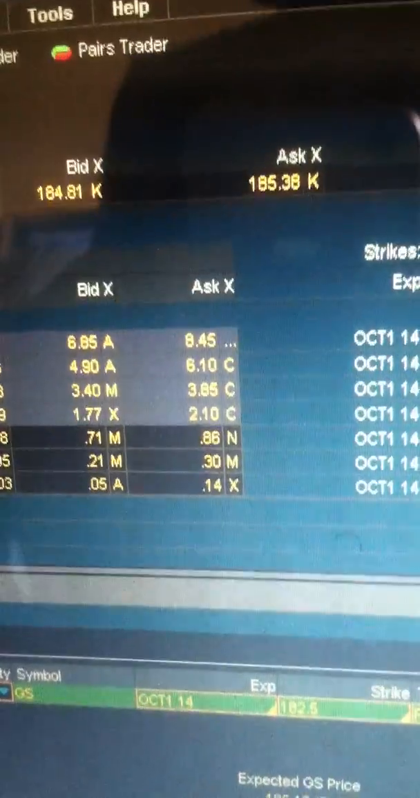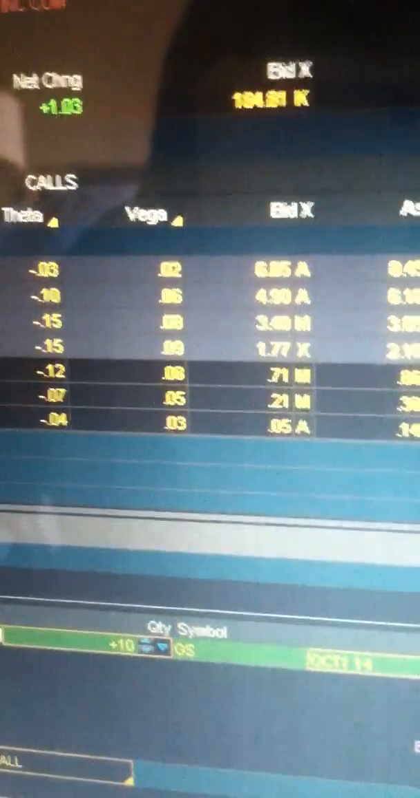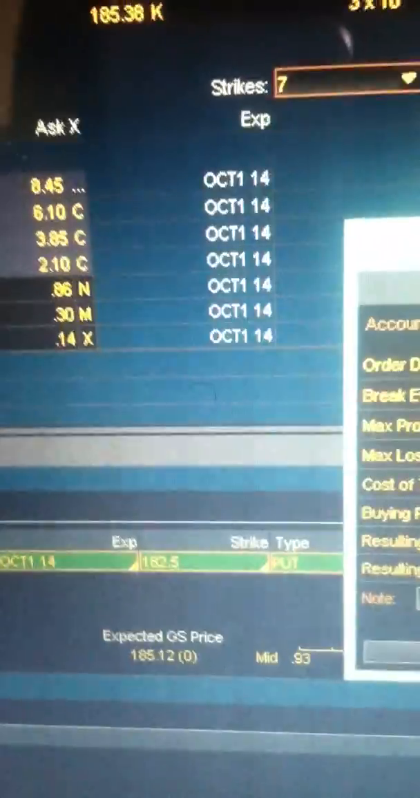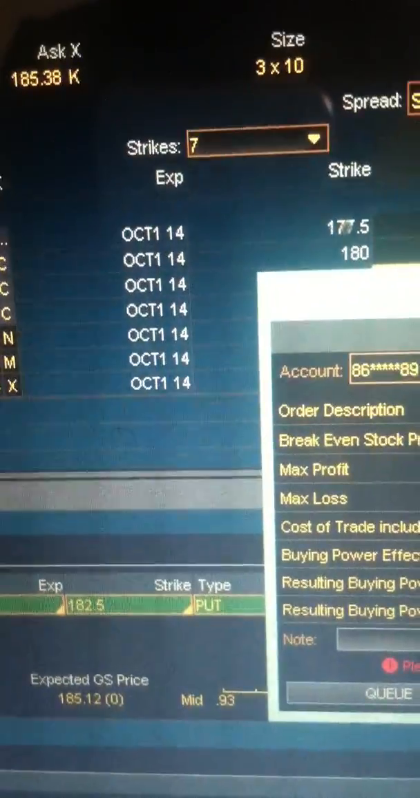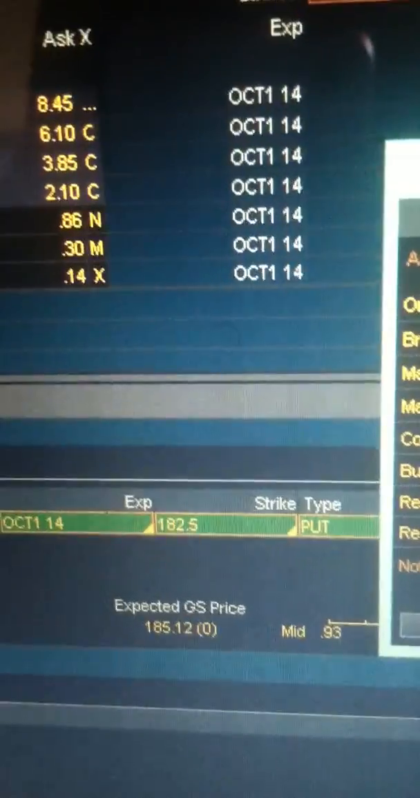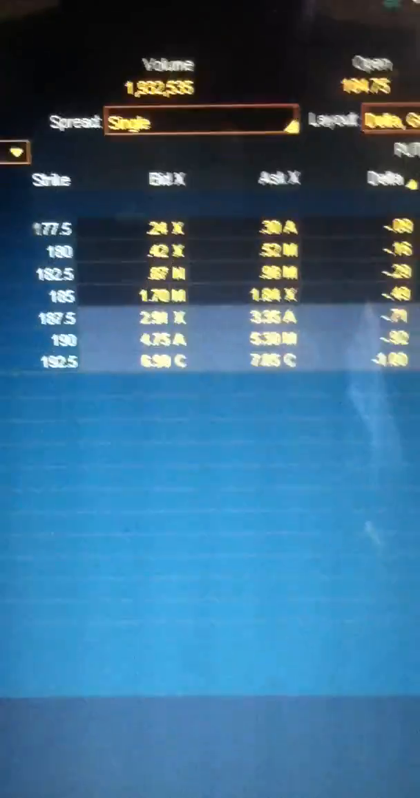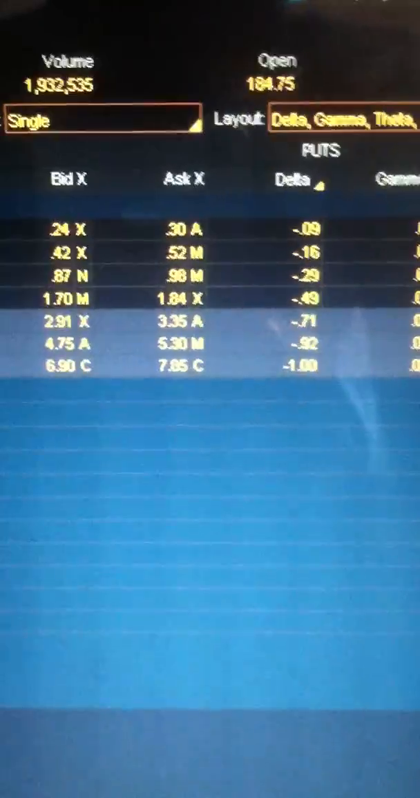Now, because this denomination's in 10 and it's at a 182.5 strike, we will be making $181,520 profit with this purchase. That is the break even. So a lot of people will ask, well, why is that possible? Because it's in denominations of 10.